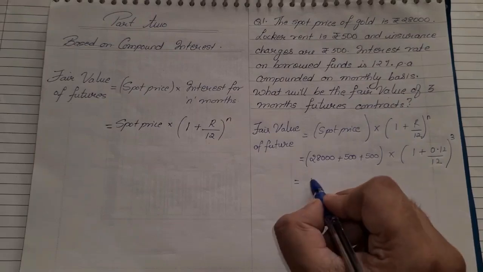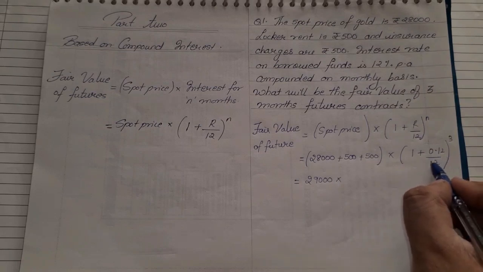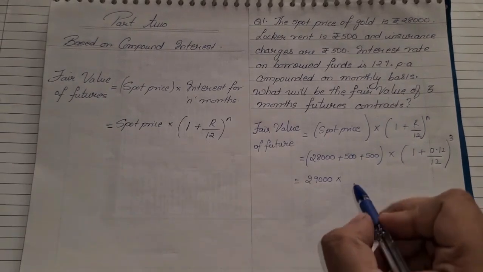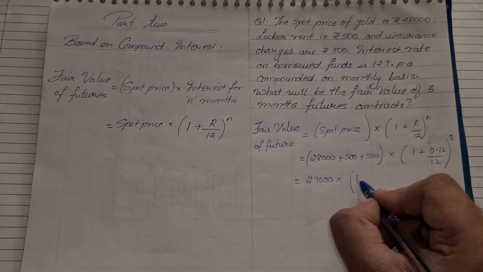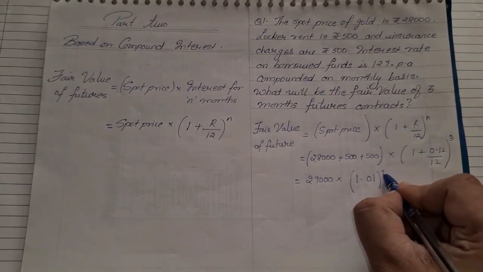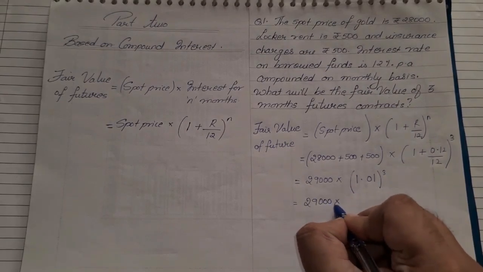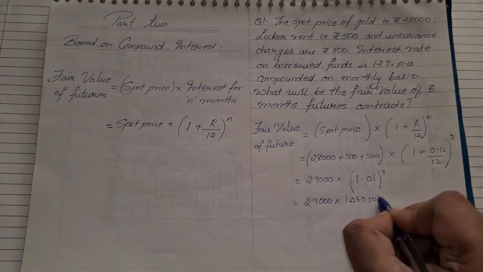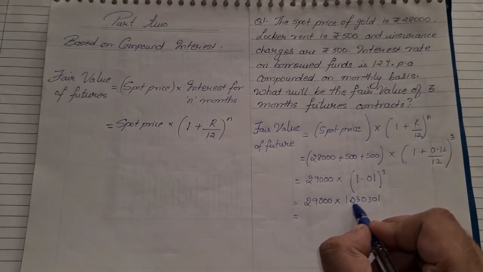Now 28,000 plus 500 plus 500 is 29,000 into, now 0.12 divided by 12 will give you 0.01, so your value would be 1.01 raised to the power of 3. So when you cube it, the answer that you should have got would have been 29,000 into 1.030301.